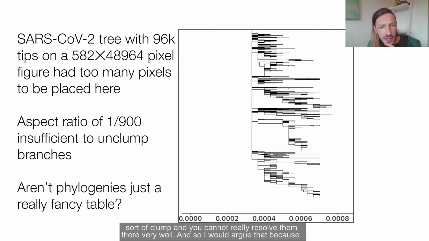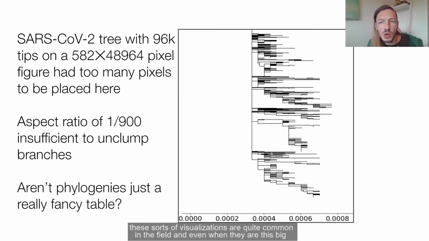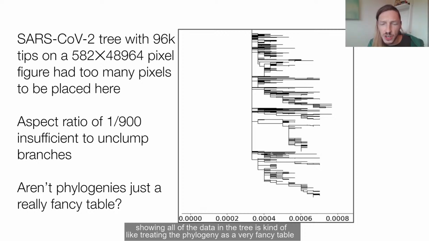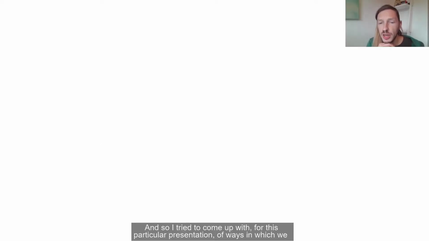And so I would argue that because these sorts of visualizations are quite common in the field, even when they are this big, showing all of the data in the tree is kind of like treating the phylogeny as a very fancy table. Because on top of the information that you're showing to tell a story, you're also including a lot of detail that is technically true, but entirely superfluous. And so I tried to come up with, for this particular presentation, ways in which we abstract some parts of the phylogenetic tree to make the visualizations much easier.